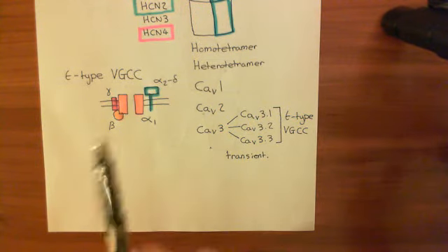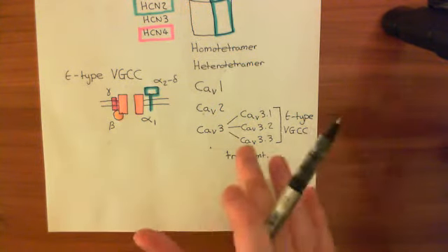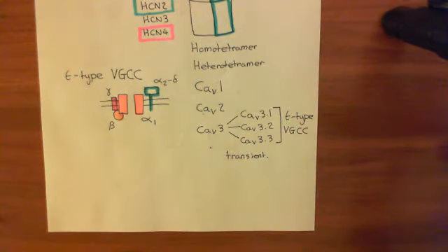Right, so that's a T-type voltage-gated calcium channel. Now, in the next video, what we'll see is what its role in the action potential of the sinoatrial node cell is.